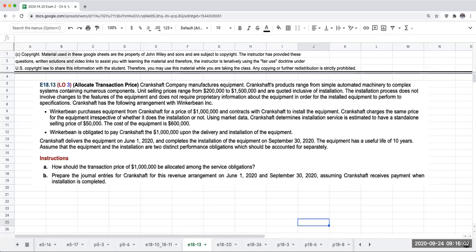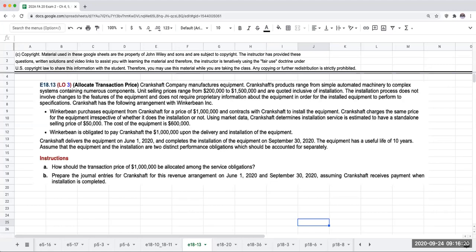The installation process does not involve changes to the features of the equipment and does not require proprietary information about the equipment in order for the installed equipment to perform to the specifications. Crankshaft has the following arrangement with Winkerbane Inc.